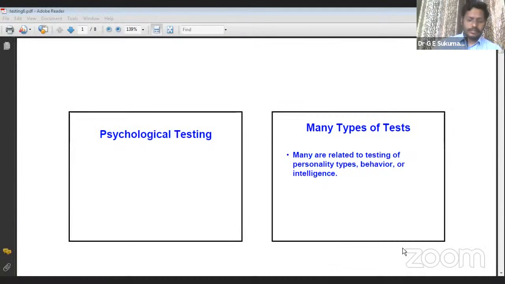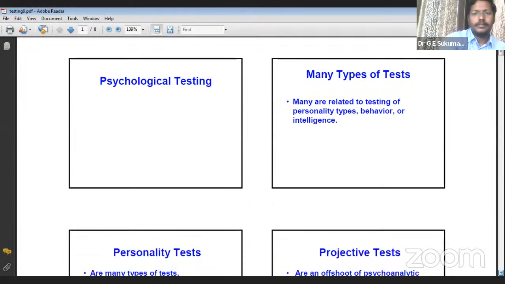So this is the complete picture of our psychological testing, as we are coming to the last part of psychological testing. So we try to look at it.